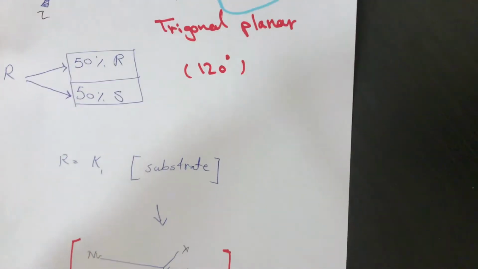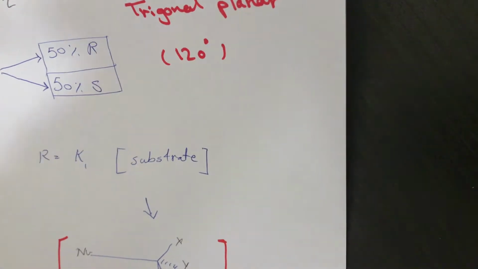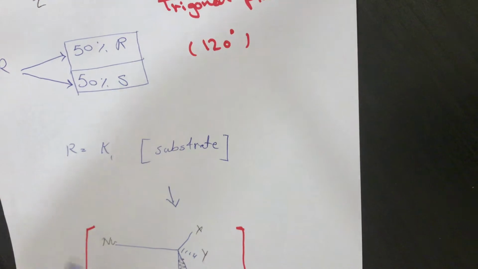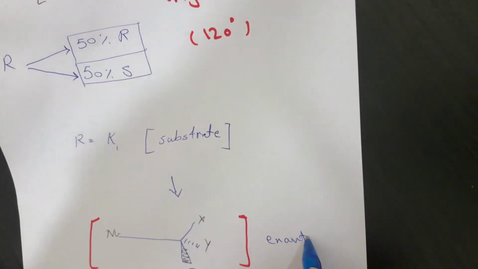So if it's not clear, you can comment and I can explain it more, but I believe that's very straightforward. And enantiomers can form, because each of them is an enantiomer.